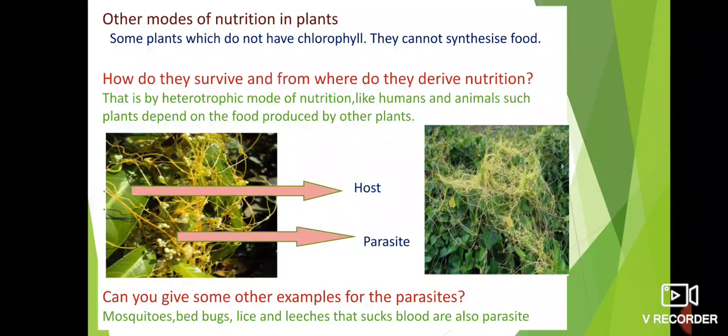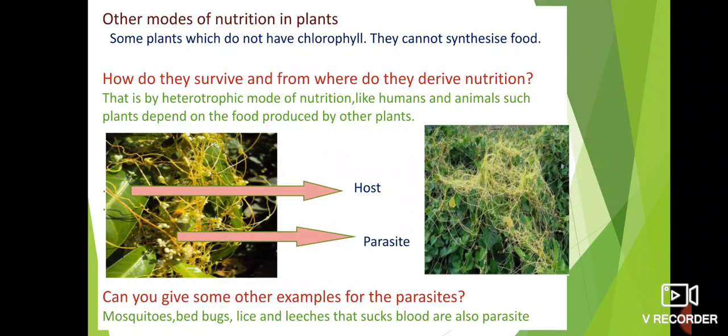See here, up to here we have studied about the autotrophic mode of nutrition. Means the plants prepare their food by themselves. Here are some other modes of nutrition found in plants.